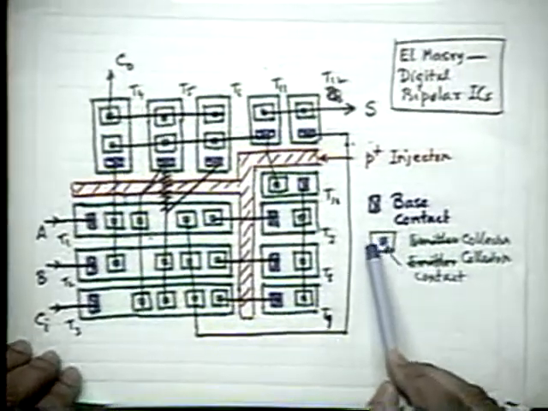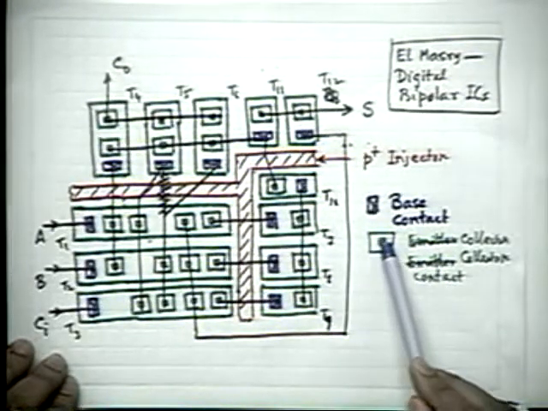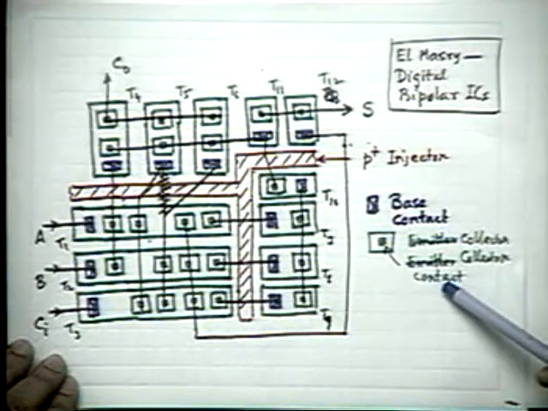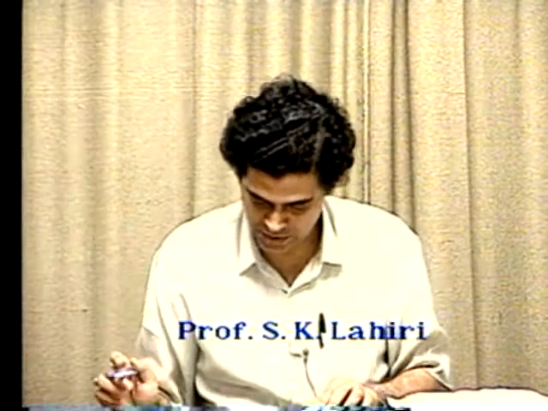One is by mistake I wrote that this is emitter. This is emitter diffusion and this is emitter contact. Actually it is collector and collector contact. I told you repeatedly earlier that I-squared transistors work in the inverse mode. The emitter-collector role is interchanged. So this is important, one thing.